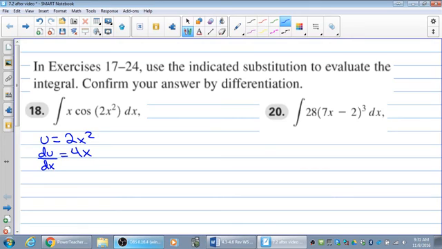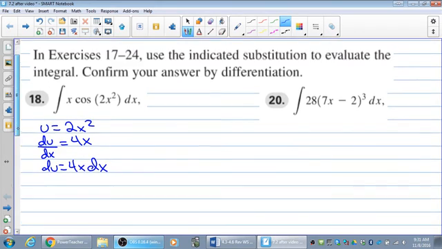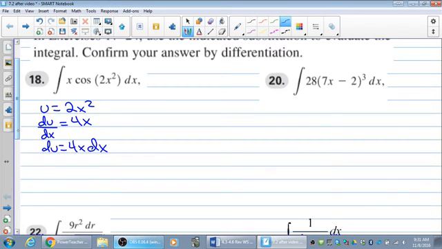So the derivative of u with respect to x is 4x. But we like to multiply the dx over because we have x dx here. So we have du equals 4x dx. And I usually just multiply that over right away. And you'll see what I mean by that, or if you've watched the video, you've already seen it. Well, I'm not quite done yet because I don't have 4x dx. I have x dx, so we're going to divide by 4. So 1/4 du equals x dx.